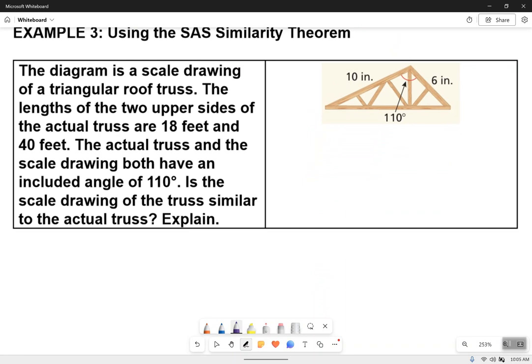So this last example right here is pretty straightforward. There's a diagram right here, and it's a scale drawing of a triangular roof truss. The lengths of the two upper sides of the actual truss are, I'm going to highlight these, 18 feet and what? Okay, the actual truss and the scale drawing both include an angle of what, kids? It says, is the scale drawing of the truss similar to the actual truss? They're saying the real truss looks like this, kids. I'm going to draw another triangle down here, kind of like this.